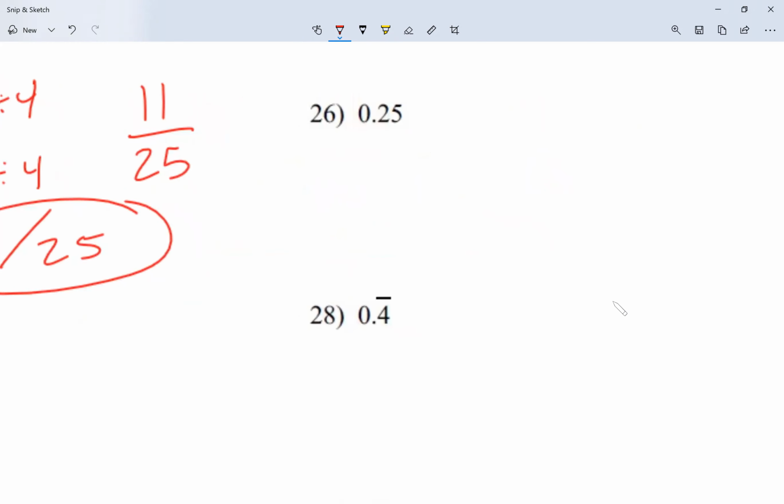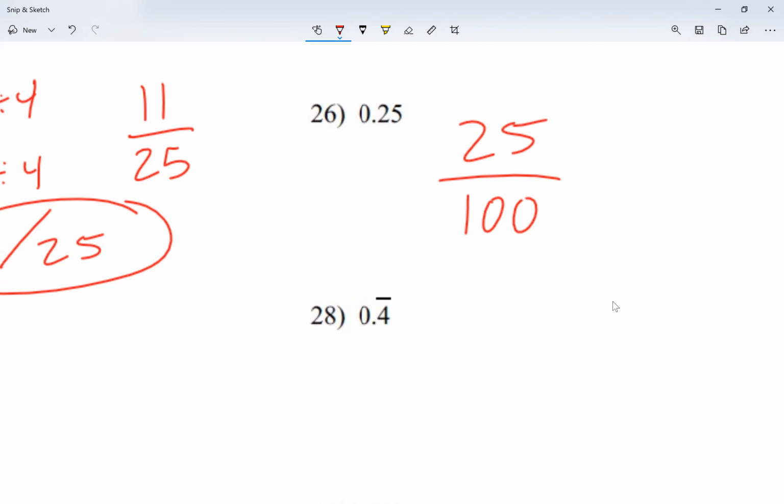Let's take a look at number 26. To begin with, I'm going to write a 25 on the top. Now, think about it. Do I write 10 at the bottom or do I write 100 at the bottom? So I know it's a 1 with some zeros, but my question is, at the bottom, do I write 10 or 100? Yeah, I'm going to write 100. 2 zeros because I have 2 decimal places.